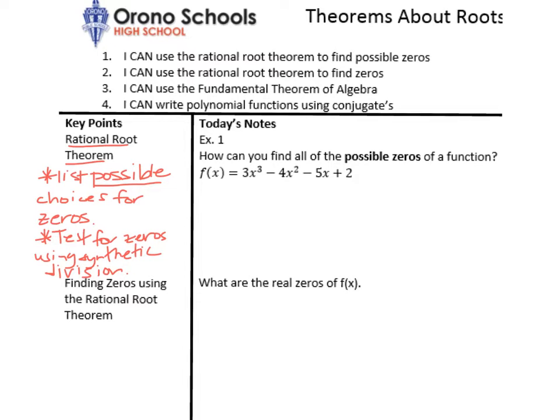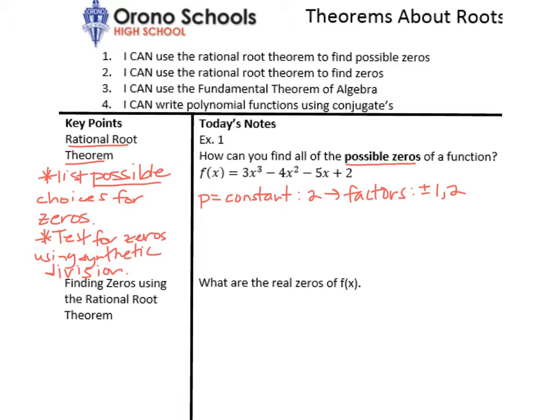The two examples at the right are split up a little differently for me. Example 1: how can you find all the possible zeros of a function? What we do is we look for key coefficients. We're going to define them as P and Q. P is going to be the constant of your polynomial, and in this example, it's 2. What are all the factors of 2? There really are only two choices, 1 and 2, but they could be positive or negative. So those are all possible factors for our constant.